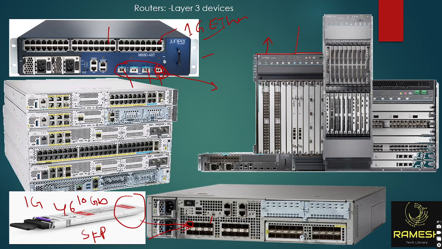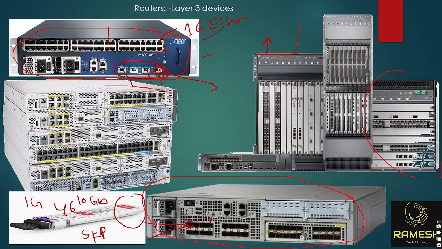If you see, this is an MX 2020, this is another router. This is a small device, this is also a router. It's called the MX80 Juniper device. You will have a few ports and it looks like this. This is a Cisco router.